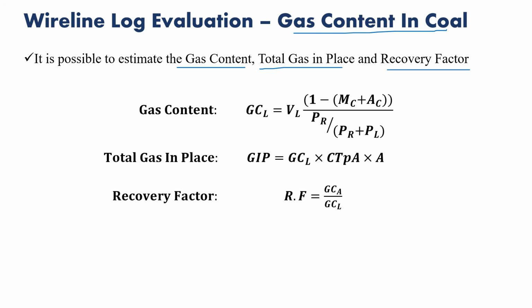We have already seen the Langmuir isotherm earlier. So in the Langmuir isotherm we are estimating the volume dissolved, right? So here we can estimate gas content. So GCl is equal to VL, the Langmuir volume, into 1 minus MC minus AC, where MC is moisture content and AC is ash content. Both are assumed. So 1 minus MC minus AC will give us the carbon content of coal, right? So VL into 1 minus MC plus AC, 1 minus of P by PR plus PL.